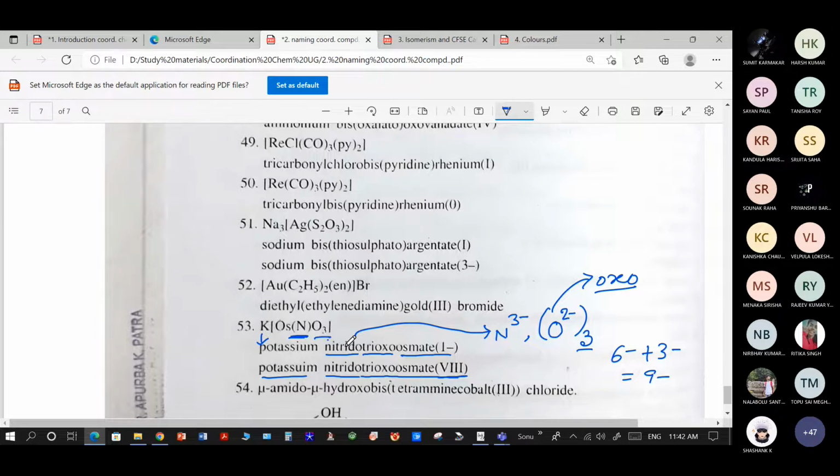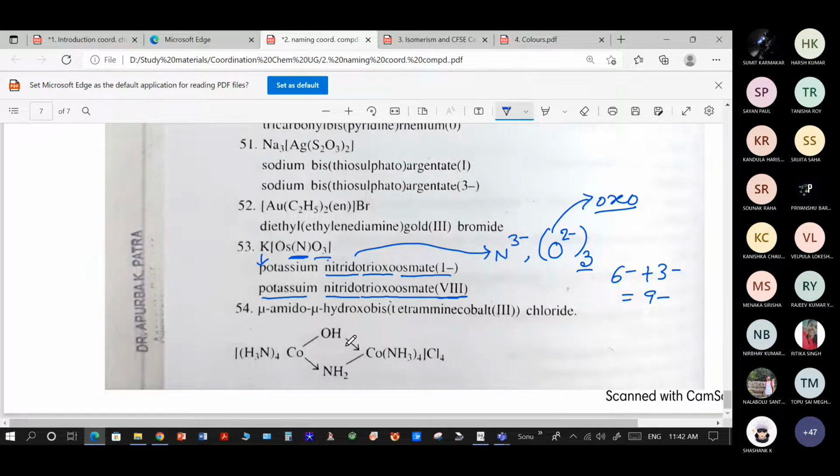There are some bridging complexes also, but we are not including the names of those coordination complexes. Simple coordination complex names will be asked from you. So you do not have to remember the bridging coordination complexes. So that's all.